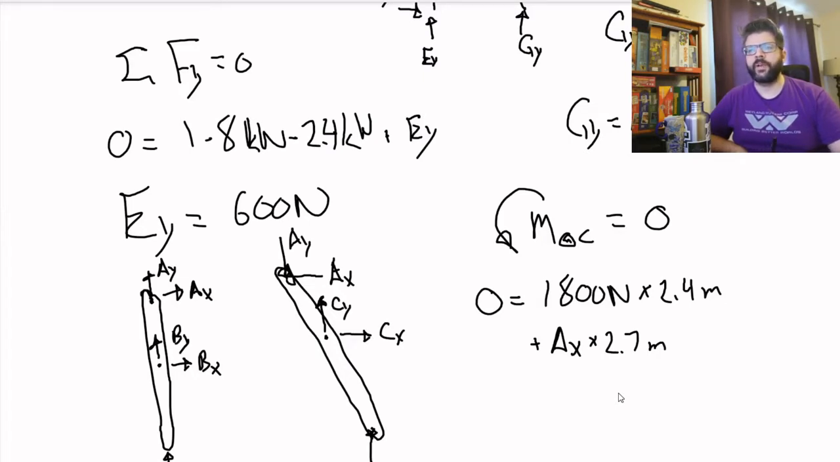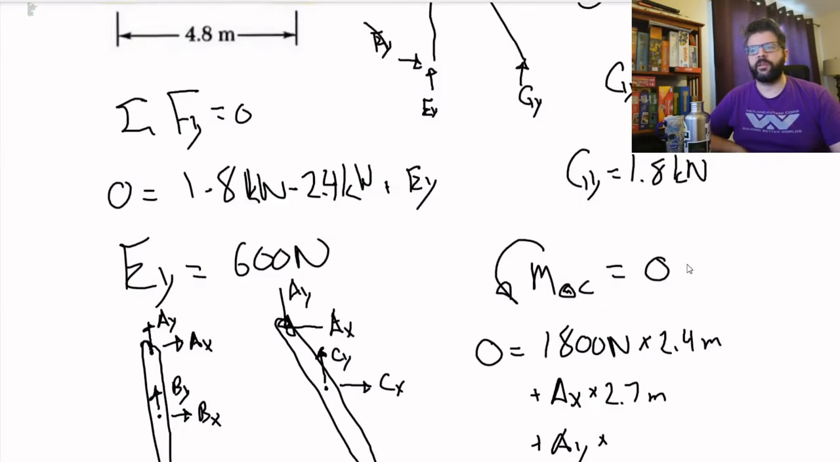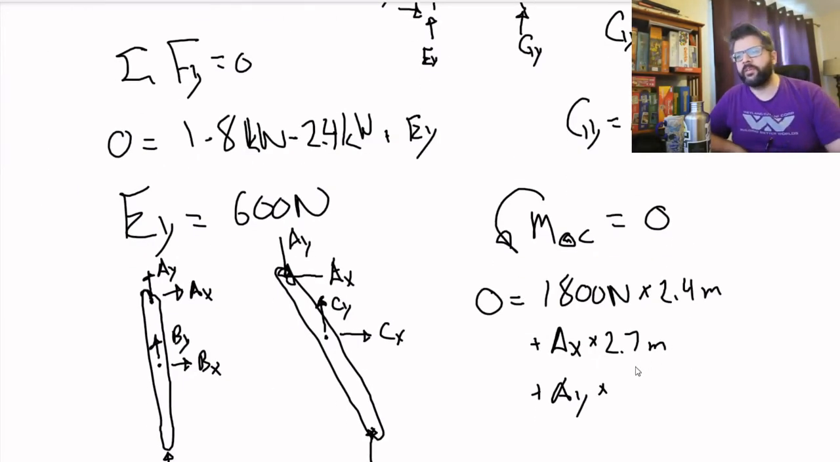And then we've got AY. So AY is also going to be acting positive, and also going to be causing a positive counterclockwise rotation. All right, so AY, and that'll be times, again, this displacement from here to here. So that's also 2.4 meters.